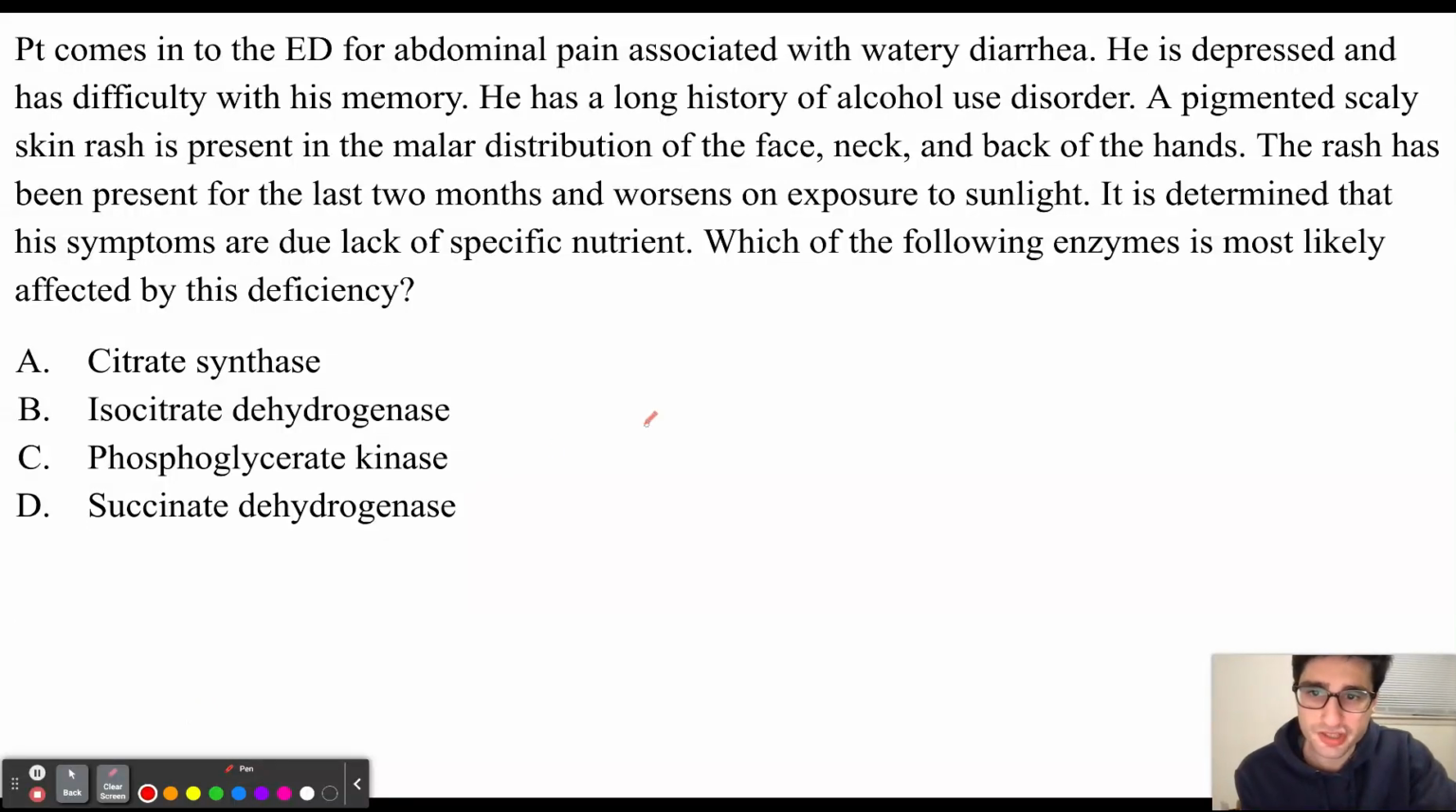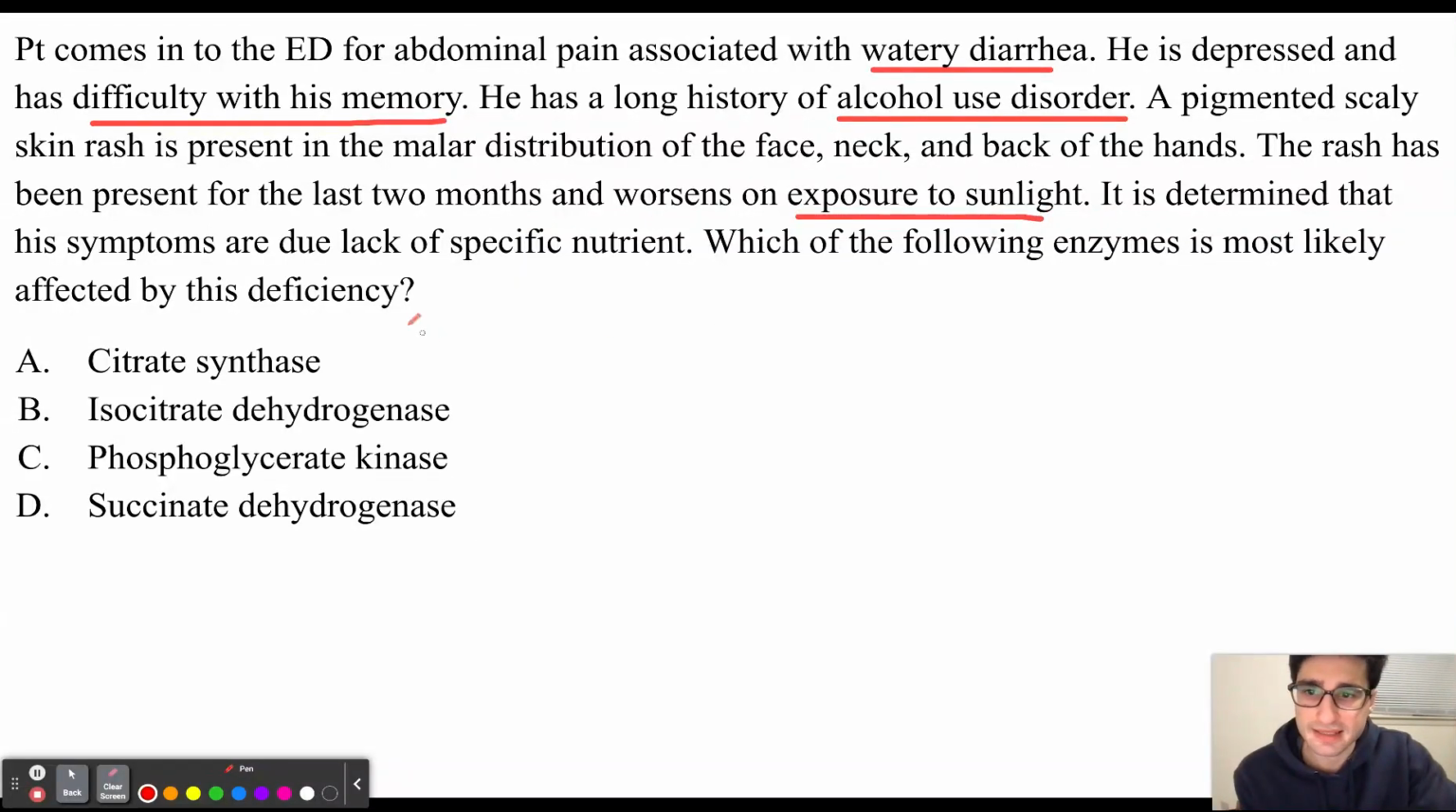Patient comes into the emergency department for abdominal pain associated with watery diarrhea. He is depressed and has difficulty with his memory. He has a long history of alcohol use disorder. A pigmented scaly skin rash is present in the molar distribution of the face, neck, and back of the hands. The rash has been present for the last 2 months and worsens on exposure to sunlight.